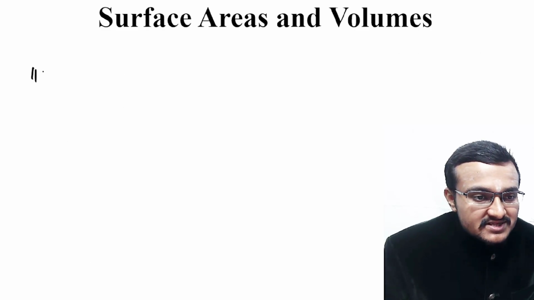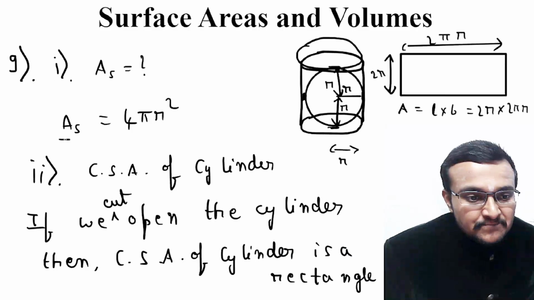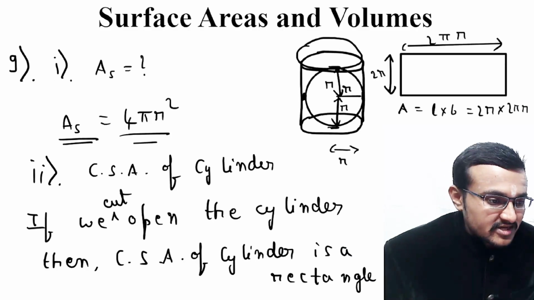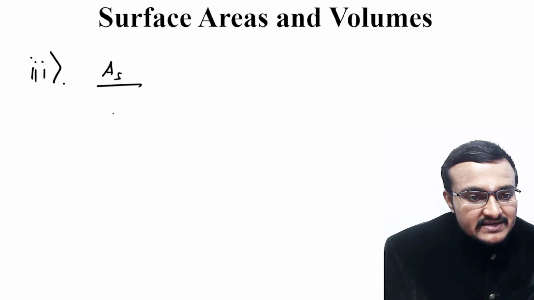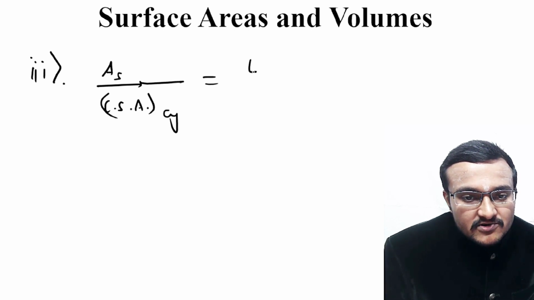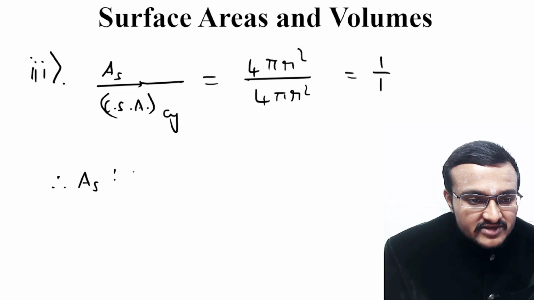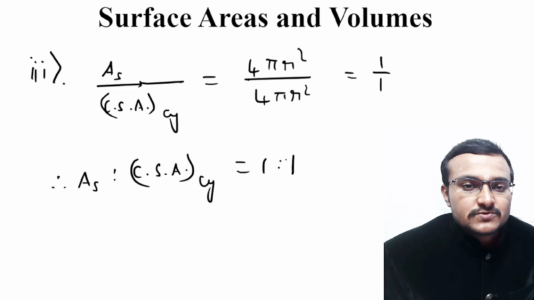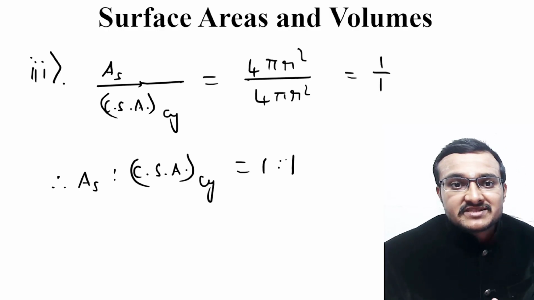So now we are in the third question, in the same ninth question. You have to find out the ratio of the first and second surface area. The first was the area of the sphere, that is equal to 4 pi r square. The second one was the curved surface area of the cylinder, that is also 4 pi r square. So the surface area of the sphere divided by the CSA of the cylinder is equal to 4 pi r square divided by 4 pi r square, that is equal to 1 by 1. Therefore the ratio between these two surface areas is 1:1.